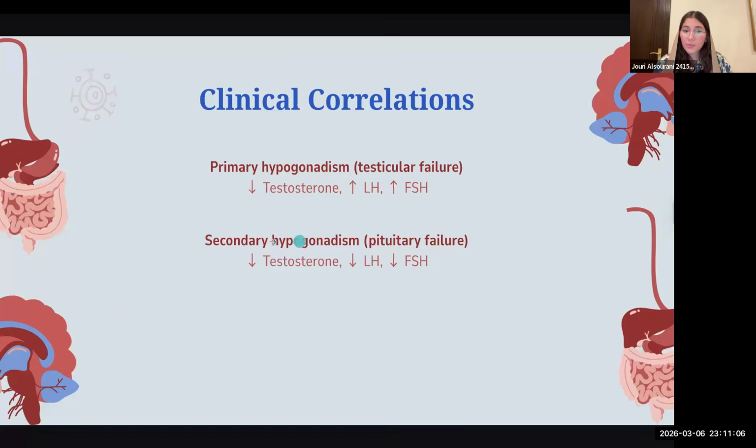We have secondary hypogonadism. Here we have a decrease in testosterone, but we also have a decrease in LH and FSH. So here we have a failure of the pituitary. Here you see there's still an increase because this is testicular failure. So the pituitary is still working fine. But here the pituitary is also failing. So everything is decreased.